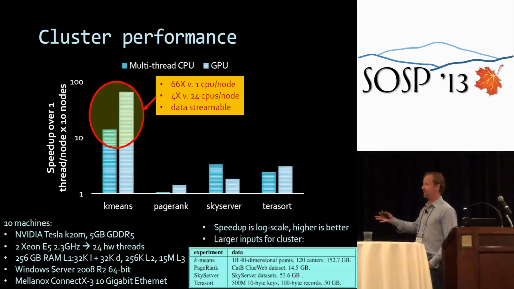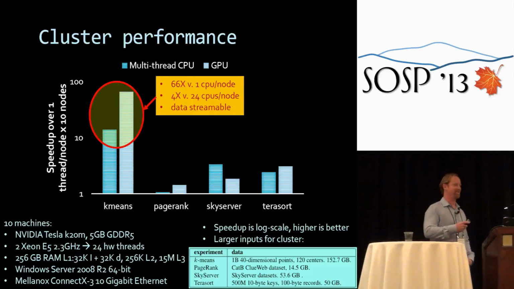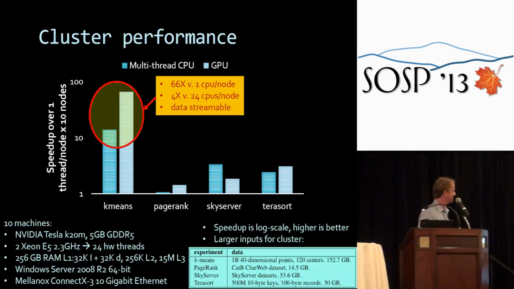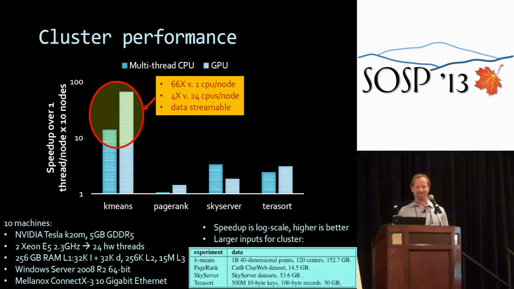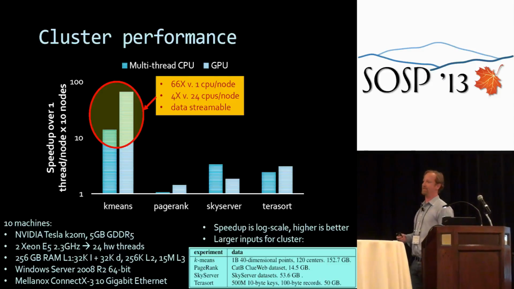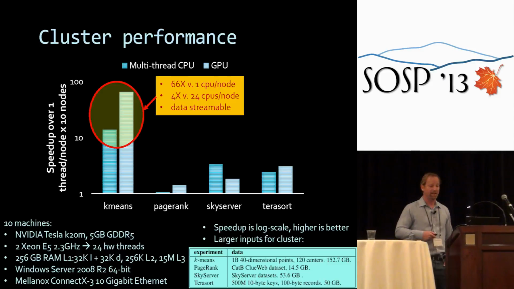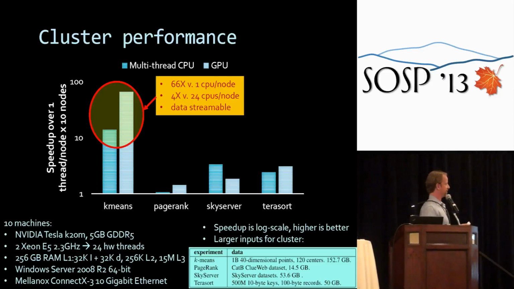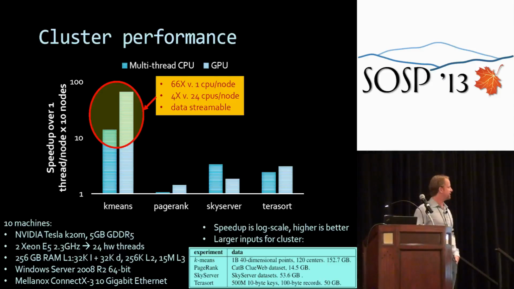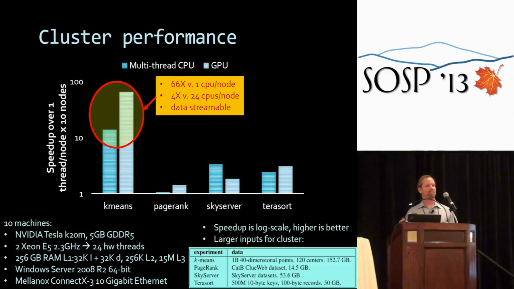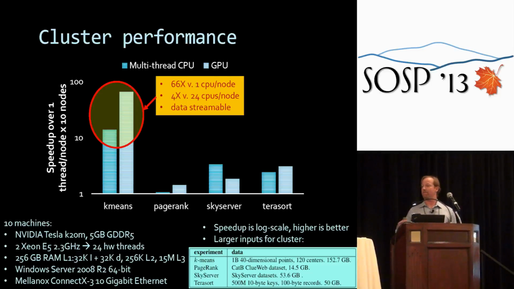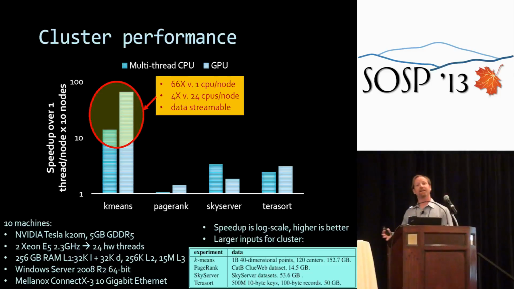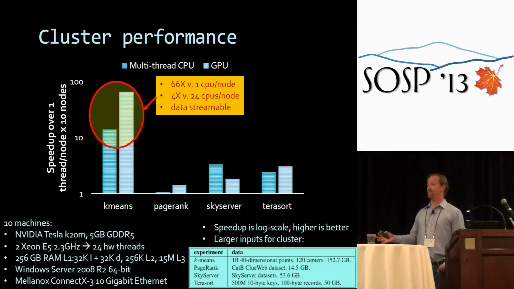And then finally, k-means, which, as you might have detected, is our poster child application by now. It's 66 times faster than the system using only one thread per node, and 4 times faster than 24 cores per node. And this is achievable not just because the application is fundamentally compute-bound, but also because as you move into a regime where the data is much larger than GPU memory, it's still possible to stream the data set through memory without incurring a synchrony penalty.